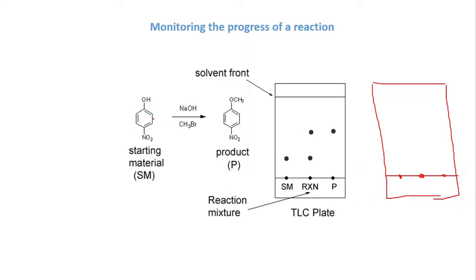Remember this. You cannot directly take nitrophenol and spot it here. Take a small amount of nitrophenol in a test tube or in some vial, and dilute it with some solvent, maybe DCM or ethyl acetate, so that it is soluble in that particular solvent. Make a dilute solution and then spot it. So what happens if you spot a dark spot or concentrated spot? It will drag here. You don't get a proper separation.